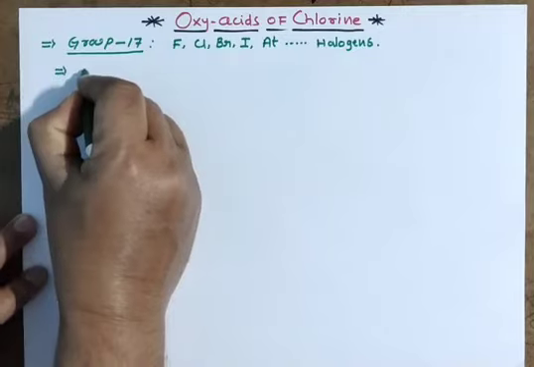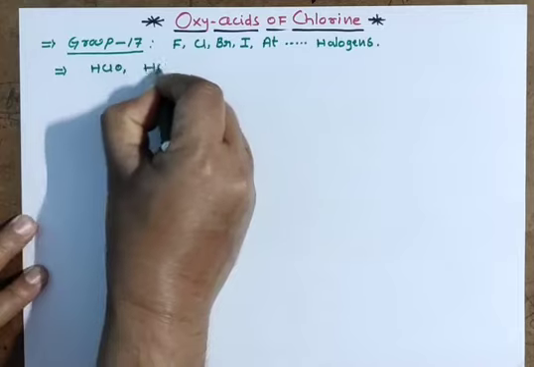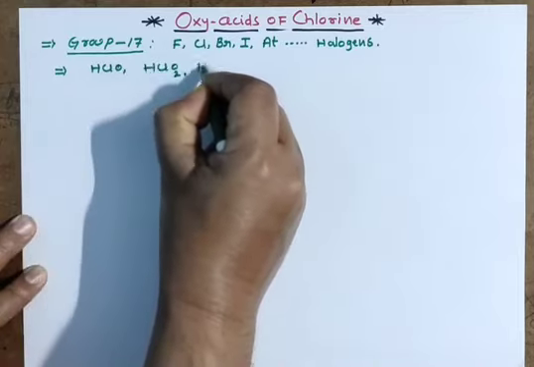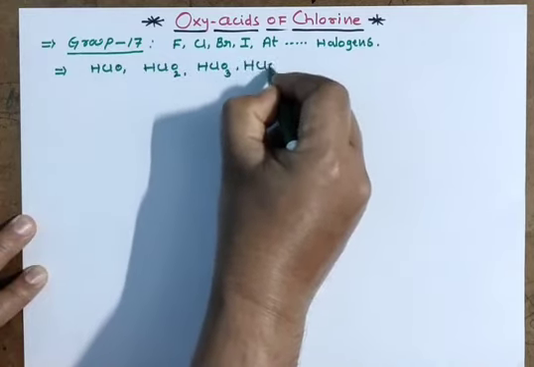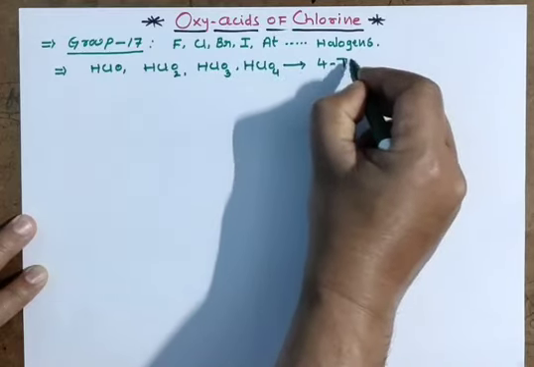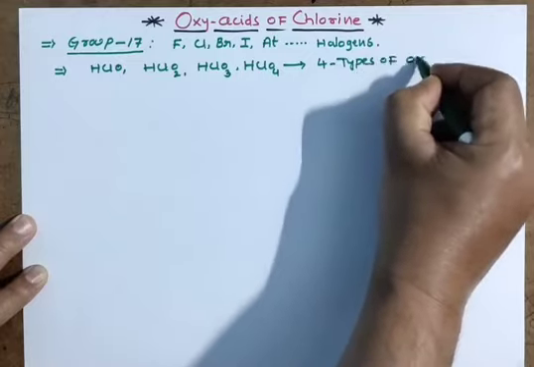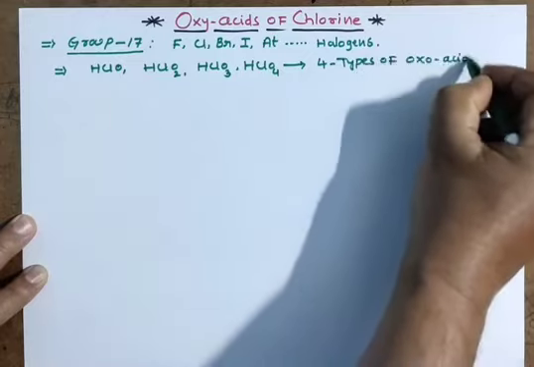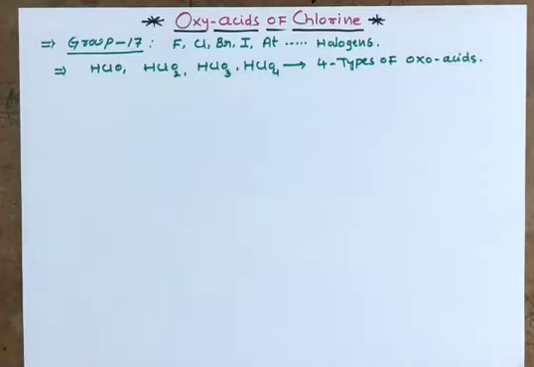Chlorine can form HClO, HClO2, HClO3, HClO4. Four types of oxo or oxy acids. Now I am discussing in detail about their structures, their names, their properties.